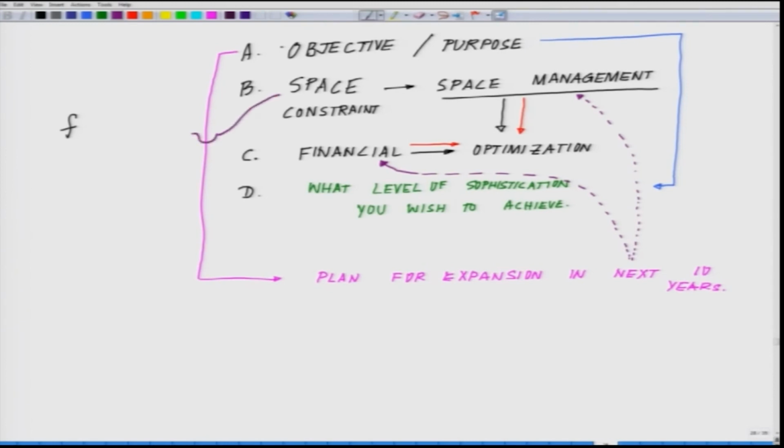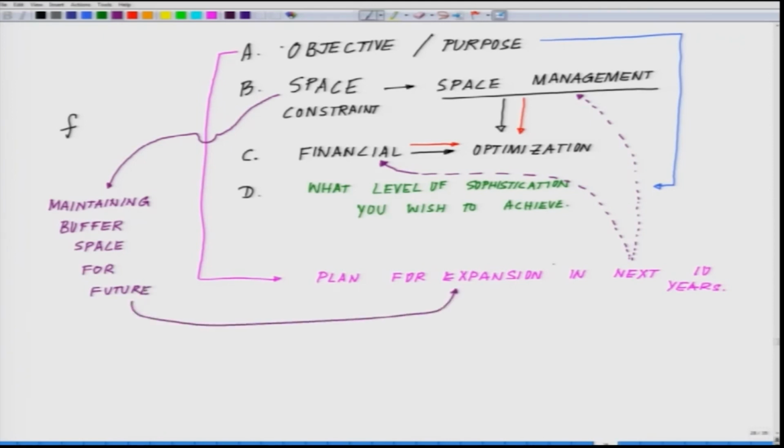I am just, before you forget and I forget, maintaining, and this is, I believe, each one of us should keep in mind, maintaining buffer space for future expansion. This is very critical. So unless you have that buffer space, you'll realize that like, I should have saved that space. I could have utilized it later.